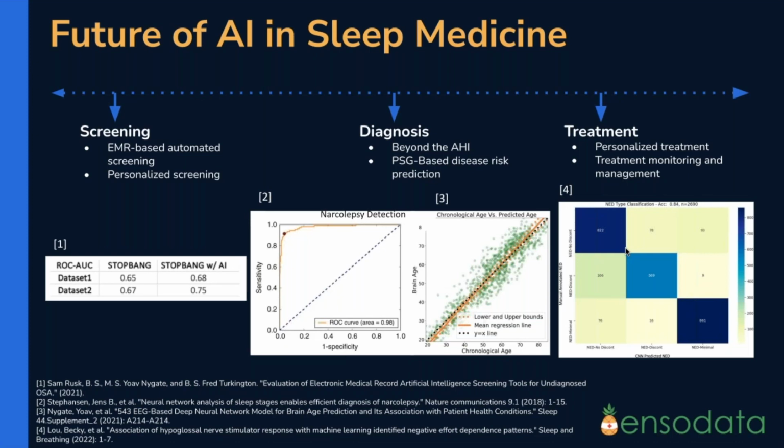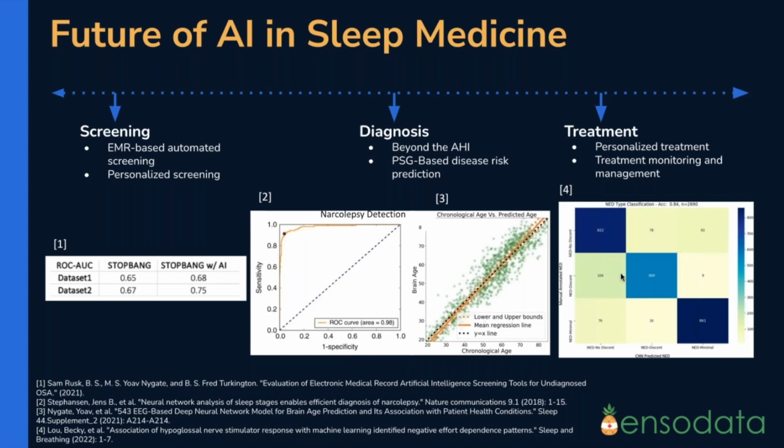There are other publications out there that basically show that there's an association between those. There are three different types. Between these three different types of NED events, there is an association with the anatomical structure of the collapse of the upper airway. And not only that, it's been found that there is also an association between the types of collapsing of the upper airway and the success of various treatments, especially hypoglossal nerve stimulation.